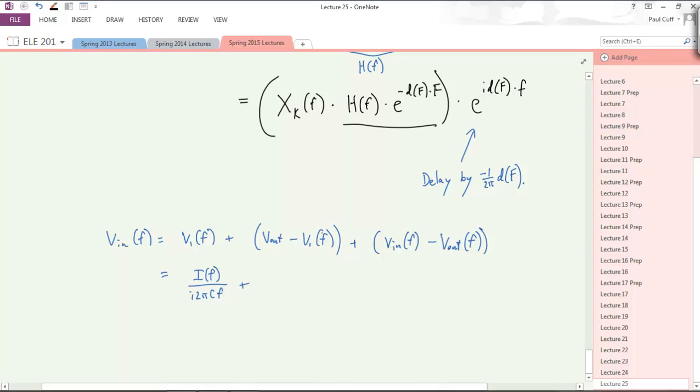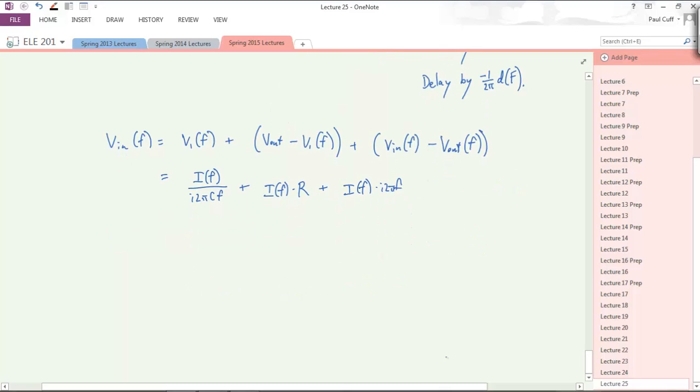Plus, now the voltage across the resistor is just I(f) times the resistance, plus the voltage across the inductor, I(f) times i2πf, okay? Now V_out(f) is just these first two. It's just the voltage across the capacitor and the resistor.